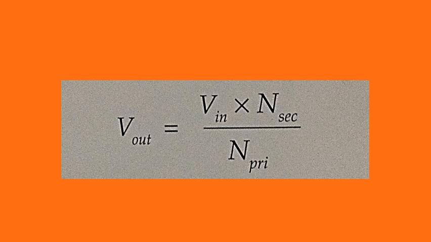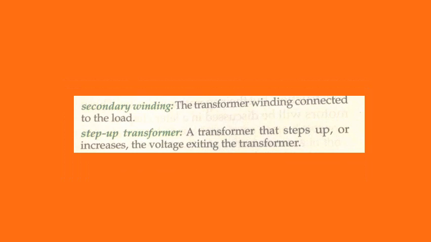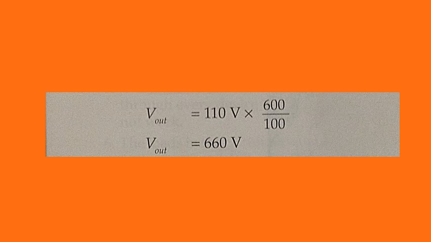Looking at the formula on your screen, suppose that the incoming electrical power is at 110 volts on a transformer that has 100 turns on the primary coil and 600 turns on the secondary coil. The secondary coil has 6 times as many turns as the primary coil. Therefore, the output voltage will be 6 times greater. In a step-down transformer, the secondary coil has fewer turns than the primary coil. Therefore, the output voltage is less than the input voltage.